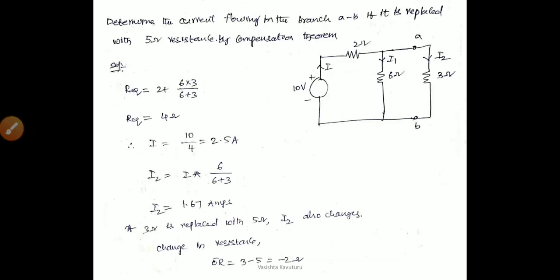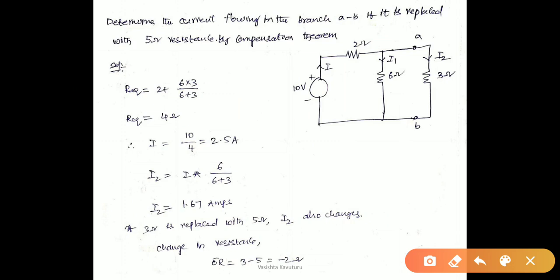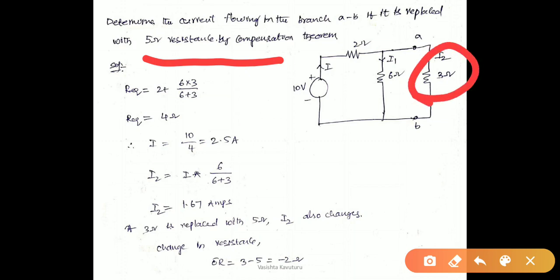Next, the second problem is: determine the current flowing in the branch AB if it is replaced with a 5 ohm resistance, by compensation theorem. So in the given network, the 3 ohm branch is nothing but the resistance connected between the terminals A and B. Now this resistance is replaced with a 5 ohm resistance, and we want to find the change in current by compensation theorem. This can also be done by the normal method, but since it is mentioned in the problem, you have to do it by compensation theorem only.